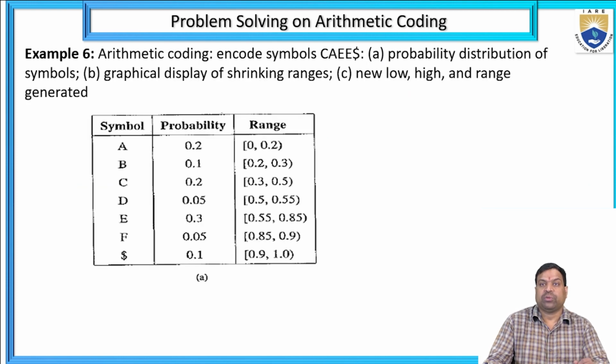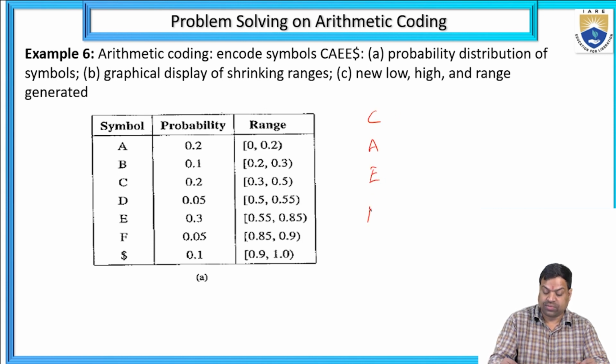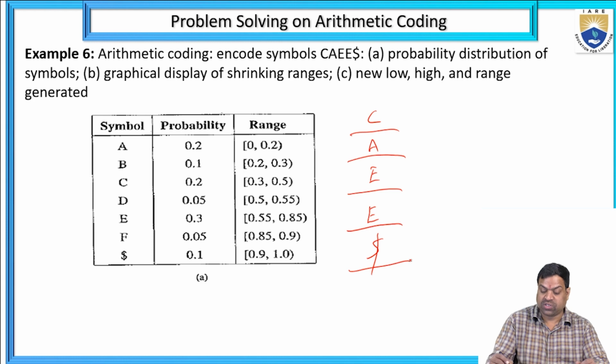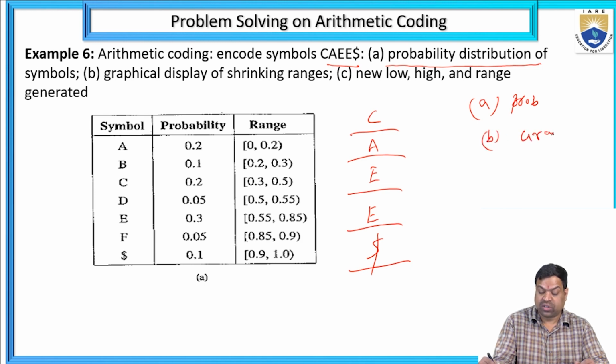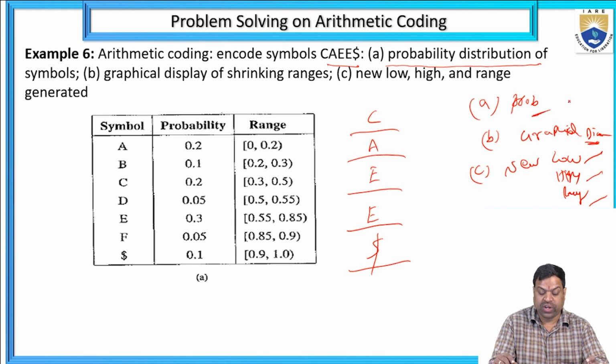It is another example of arithmetic coding to encode the symbols. How many are there? 1, 2, 3, 4, 5 symbols are there. First, what do we have to do? The probability distribution of the symbols. Then the graphical display. And then low, high, and range: we have to define the low values, high values, and range values, and display them, and find the probability.